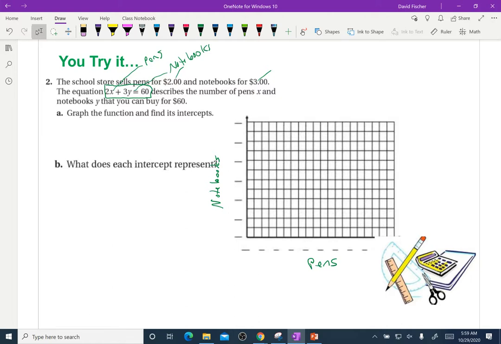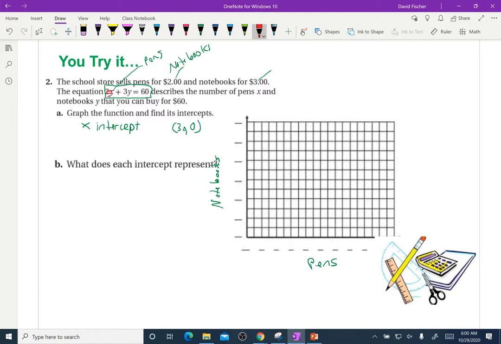Did you get that your x-intercept is 30? So I put a 0 in for the y, so that makes this guy go away. I see 2x equals 60, and 60 divided by 2 would be 30. So 30, 0 is going to be one of my intercepts.